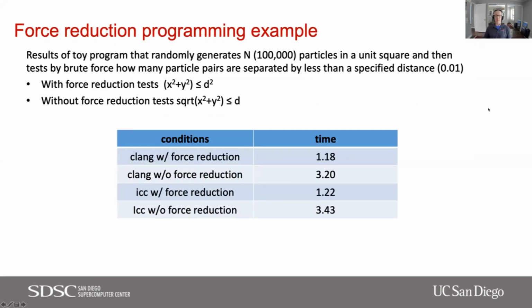Okay, so you should have gotten results that look something like this. When we did the force reduction, we compared the square of the distance of the particles to the square of the cutoff. Without the force reduction, we actually compared the distance between the particles to the cutoff. And you can see we got quite a speed up. It's almost a factor of 3, because in this case, square roots are pretty expensive compared to just simple comparisons. So with very little effort, we were able to really improve the performance.